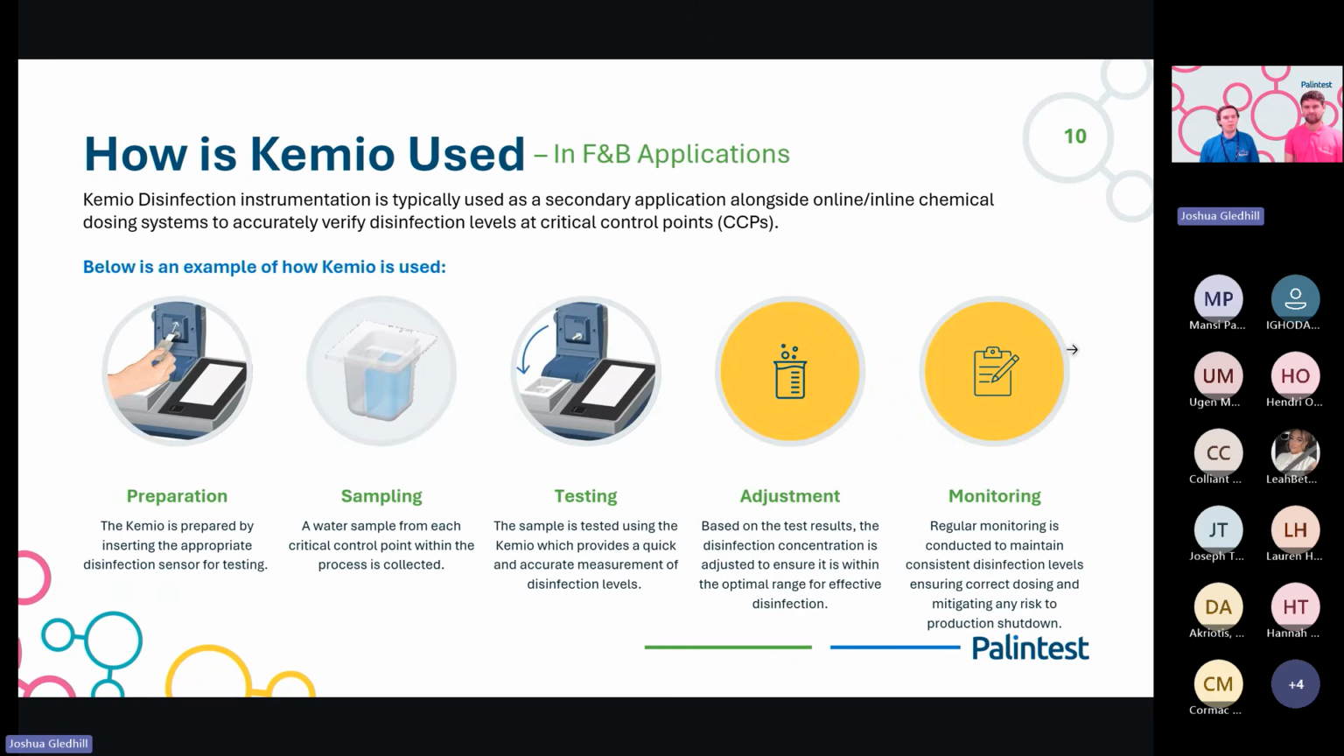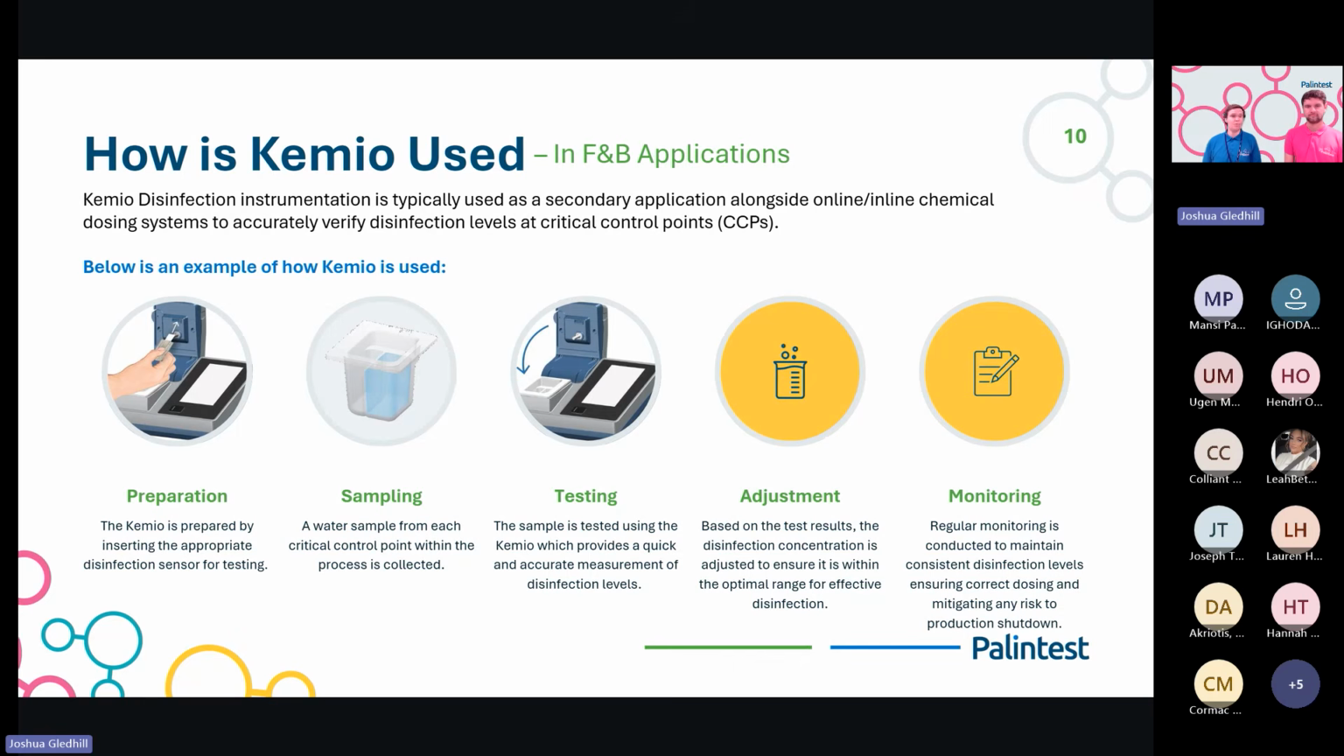Okey-dokey. So how is Kemio used? I'm going to talk you through very simply how a test is done, because Josh is going to go into a little bit more detail in that shortly. But firstly, I just wanted to highlight that our Kemio disinfection instrument in these applications is typically used as a secondary application alongside an online or inline chemical dosing system. So it'll be used to verify that the dosing system has correctly dosed the disinfectants at the right level. So that's generally how it's used in these applications.